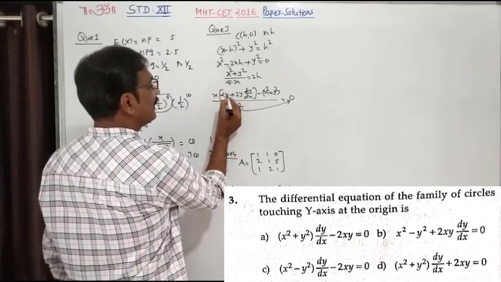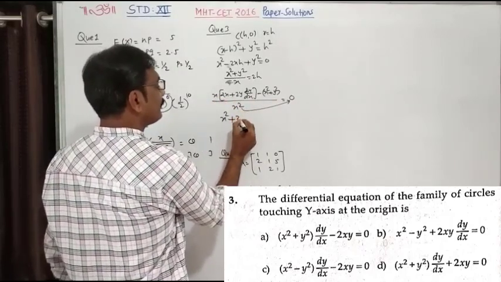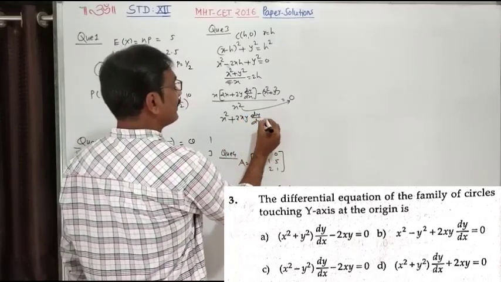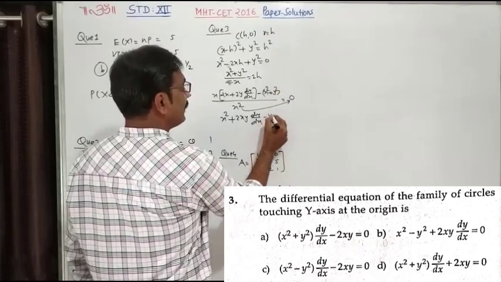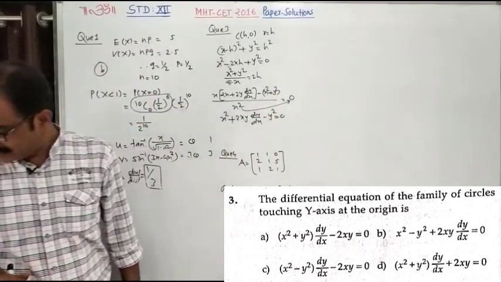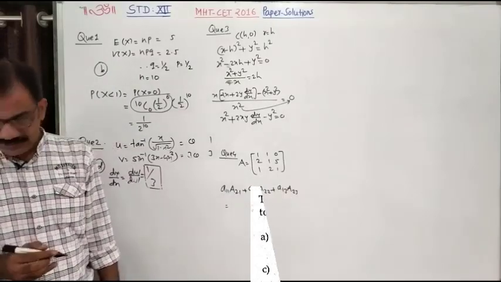Twice x square minus x square is x square, plus twice xy dy by dx minus y square equal to 0. See, it is given in the options. Yes, it is option number B.